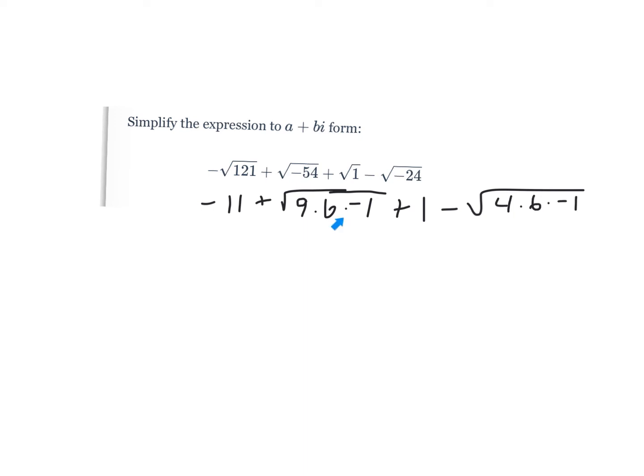All right, well, anytime you have this negative 1, you know that in your simplified answer, you're going to have I, because the square root of negative 1 is I. So you have one here and you have one here, okay?